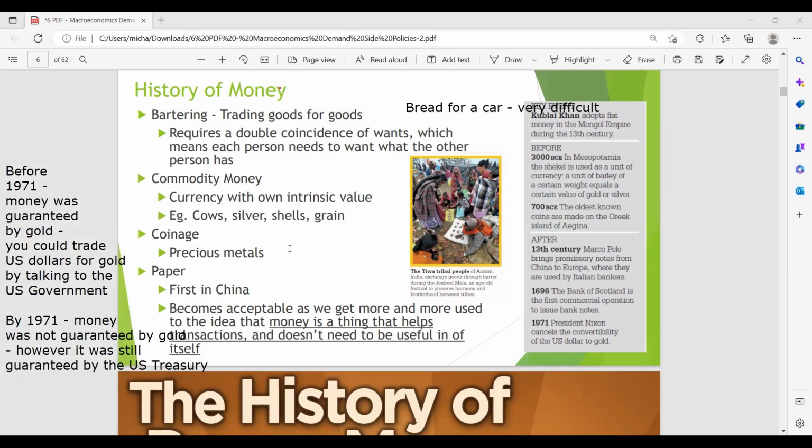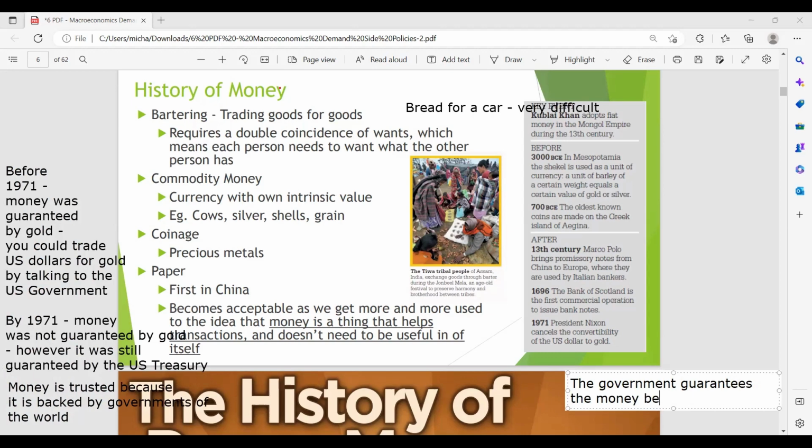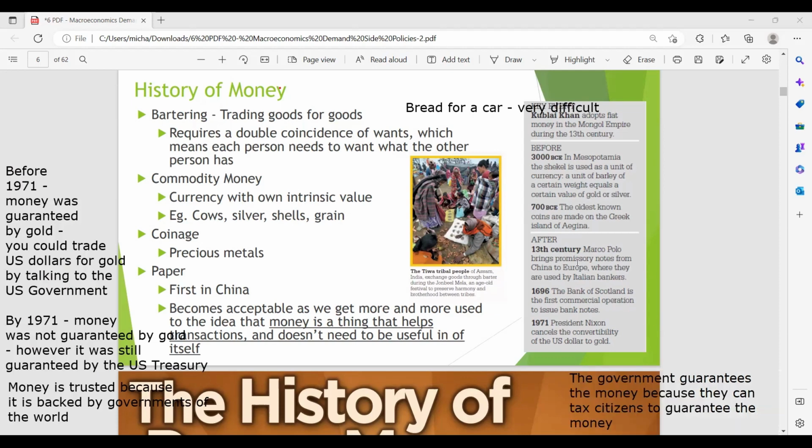Money is trusted because it is backed by governments of the world. So that's why people trust money. That's a very big thing, because the government guarantees the money, since they can tax citizens to guarantee it. That really provides trust to people, and that's the reason why people trust money for the most part. And that's why we use it so often, because people trust it and it's guaranteed.